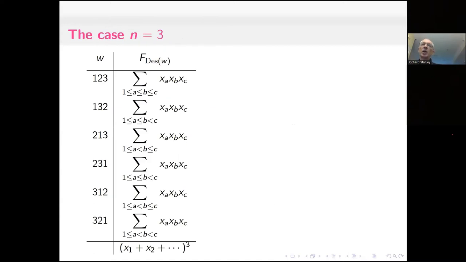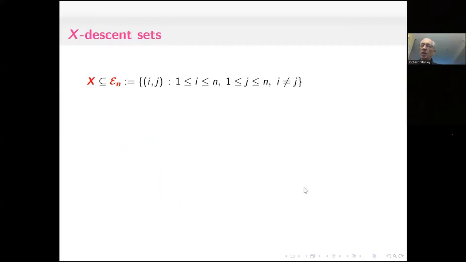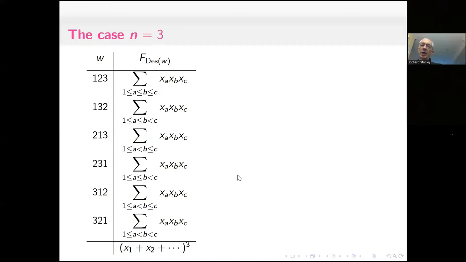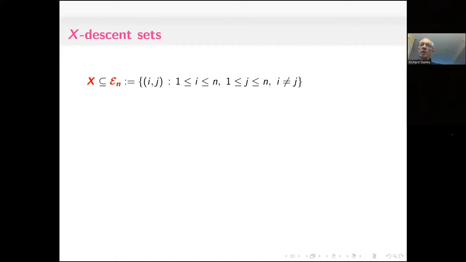So let's look at an example. When n equals 3, there are 6 permutations in S_3, and these would be the fundamental quasi-symmetric functions. Like 132 has a descent in the second position, so there's a strict inequality in the second position. If we add up all of these 6 power series, we just get the sum of the x_i's cubed. That's an elementary, general theorem: for S_n, we're going to get p_1^n, the first power sum symmetric function, or the sum of the x_i's to the nth power.